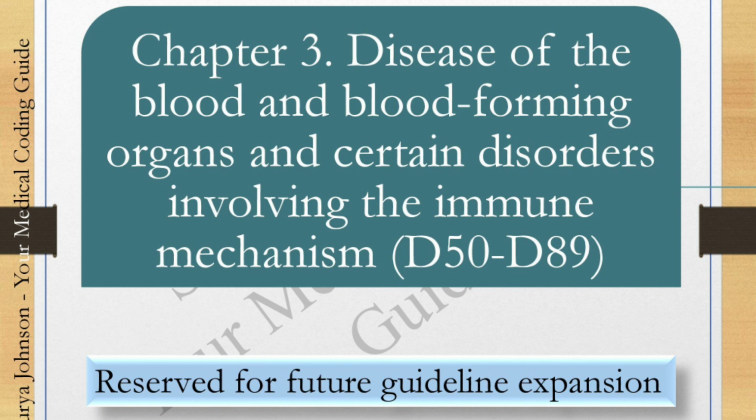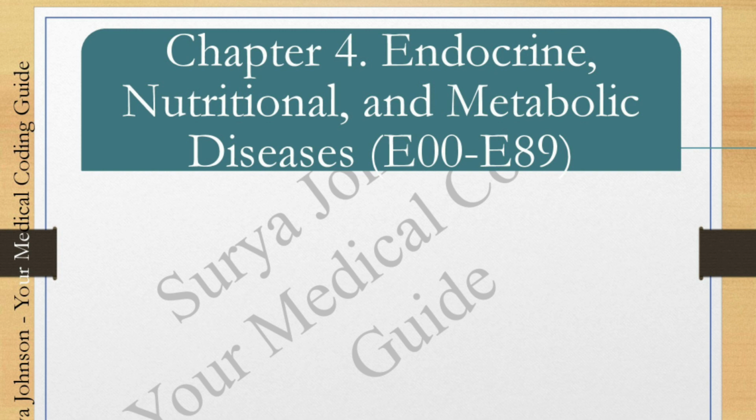In today's video, we're going to see chapter 4, which is endocrine, nutritional and metabolic diseases, E00 to E89 series. Even in this series, we're not going to cover the entire E00 to E89. There is only a guideline for diabetes mellitus, because other codes in this series lead directly and you have to follow the footnotes, the excludes, includes, and whatever notes are found below the codes, and you can land on the correct code. So diabetes mellitus in this chapter 4 is what we're going to discuss in today's video.